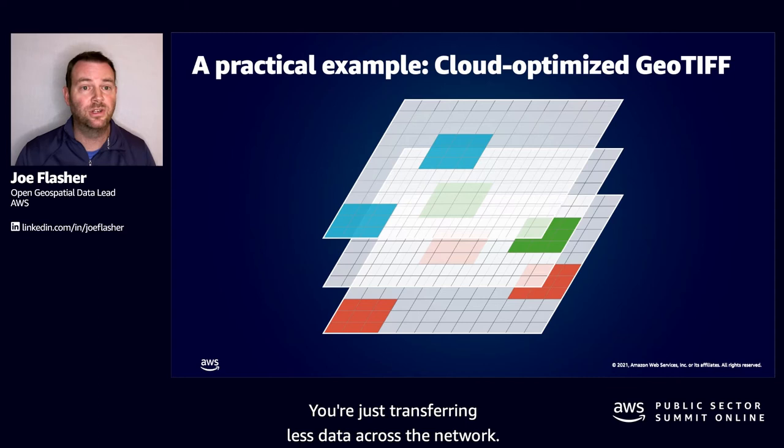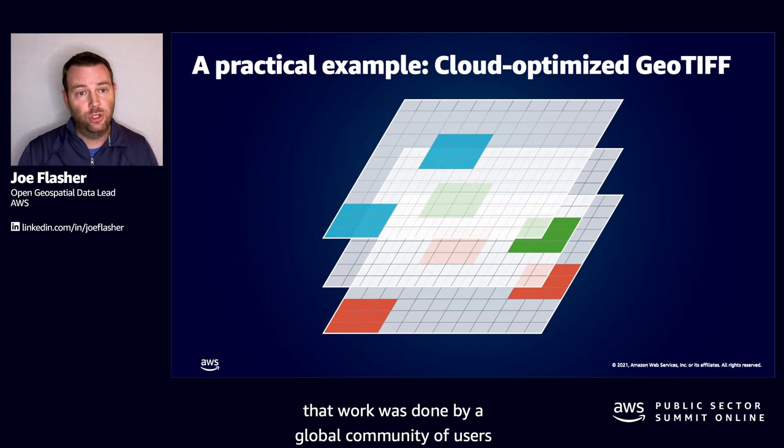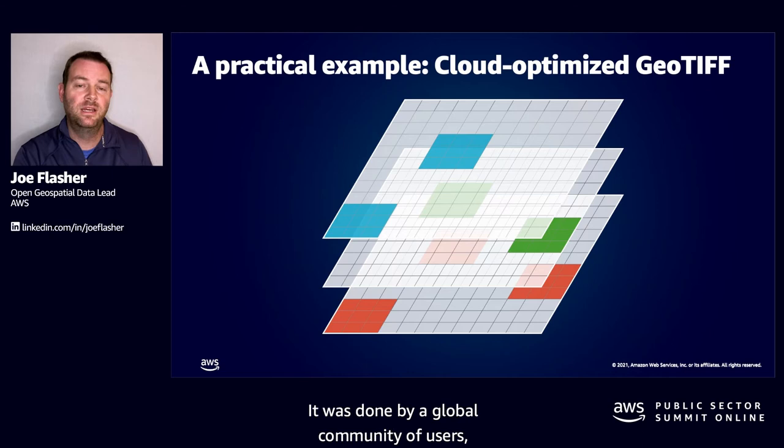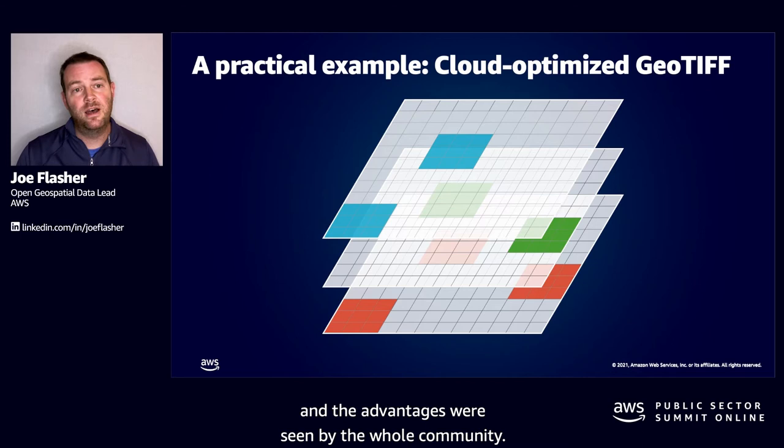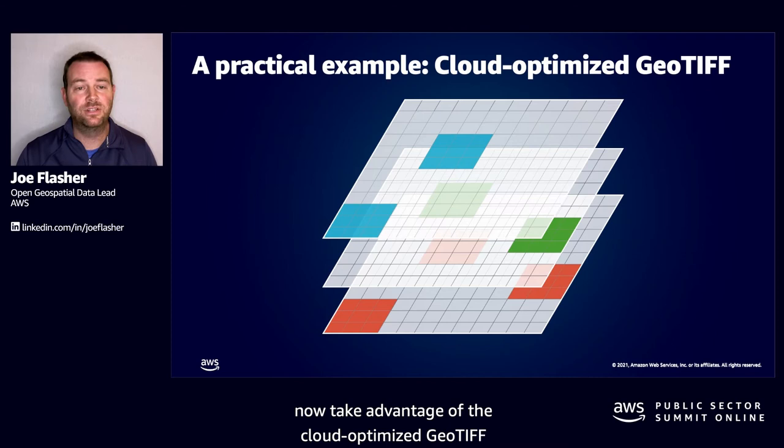And so that work was done by a global community of users, and the changes were made to the sort of source of the data, right? So this wasn't work that was done by one company and only the advantages were seen by one company. It was done by a global community of users, and the advantages were seen by the whole community. You can see a lot of tools, libraries, programs now take advantage of the cloud optimized GeoTIFF to work with satellite imagery in the cloud in a much more performant manner.